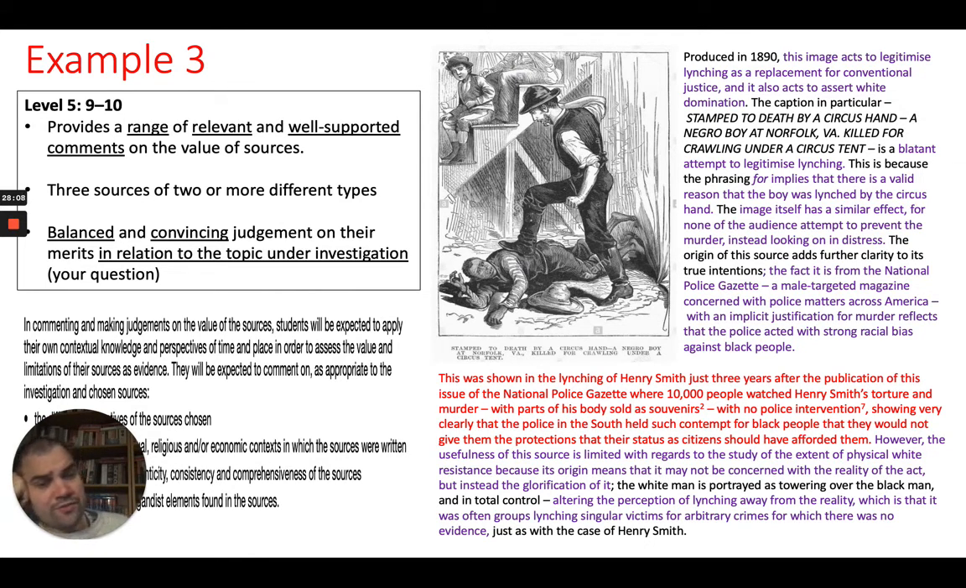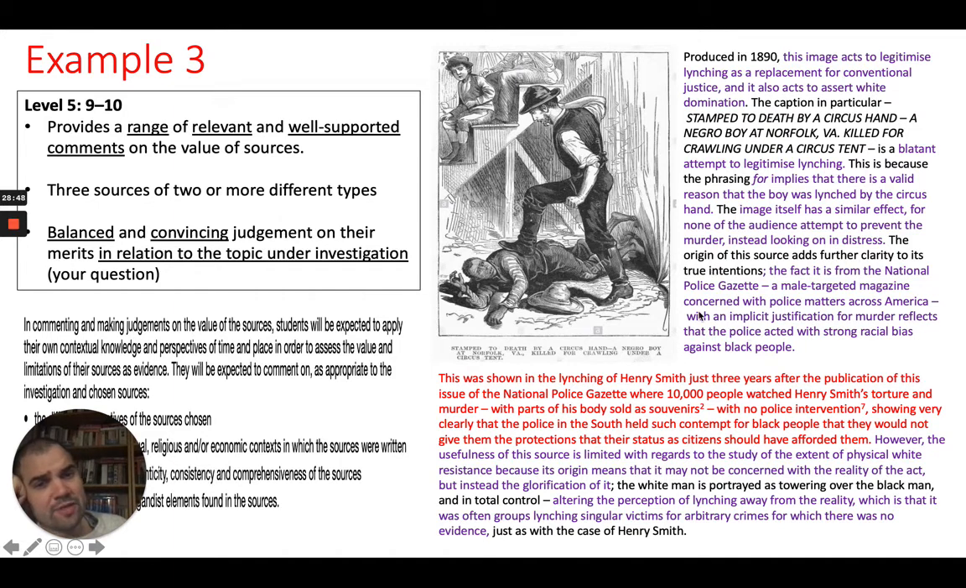And again, to justify this point that he's making, that at the time there was a strong racial bias by American police against black people, he uses his knowledge of the context at the time. This was shown in the lynching of Henry Smith just 3 years after the publication of the issue of the National Police Gazette, where 10,000 people watched Henry Smith's torture and murder, with parts of his body sold as souvenirs with no police intervention, showing very clearly that the police in the South held such contempt for black people that they would not give them the protections that their status as citizens should have afforded them. So again, he's used his knowledge of the context at that time to explain and greatly contextualize what the source is saying.